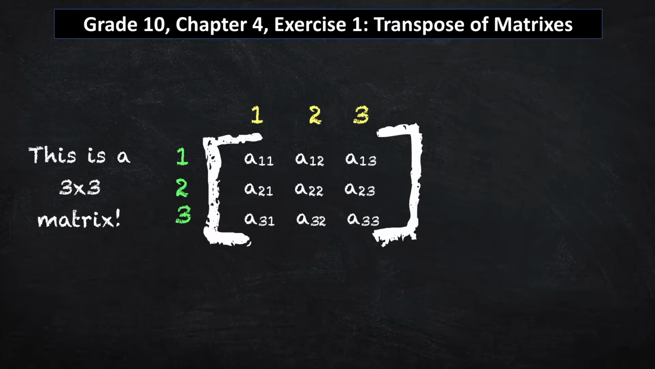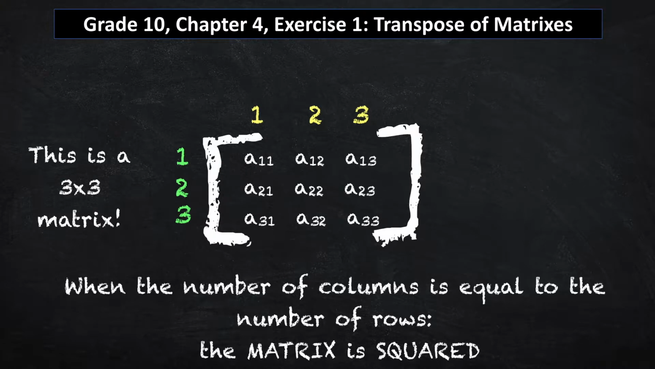Now let's consider a 3 by 3 matrix, which means that it has 3 rows and 3 columns. So when the number of columns is equal to the number of rows, then we can say that the matrix is squared. It's a squared matrix. In a square matrix, we can define a diagonal which is made of the elements that have the same numbers in subscript, so they have the same number of column and number of row, which are A11, A22 and A33. And this is the diagonal of this squared matrix that is a matrix 3 by 3.